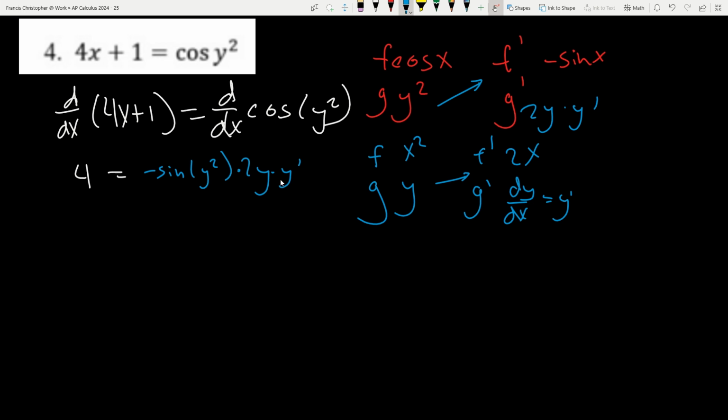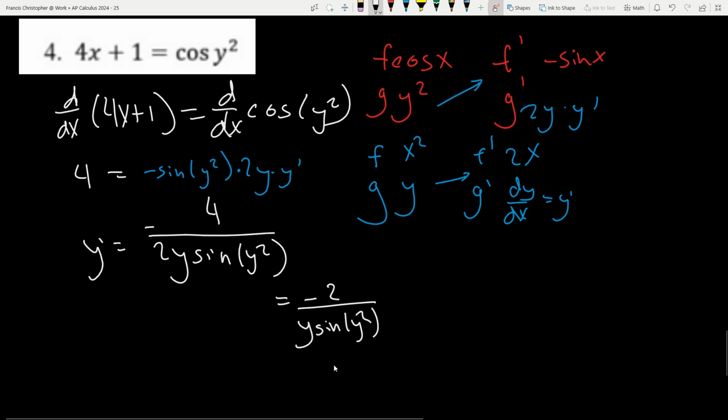Now, this is easy enough. All we need to do, to solve for y prime, is divide everything by negative sine y squared over 2y. And I'll do that in white again. Y prime equals 4 divided by 2y sine of y squared. So it's really not that bad. Then you can simplify it to this.